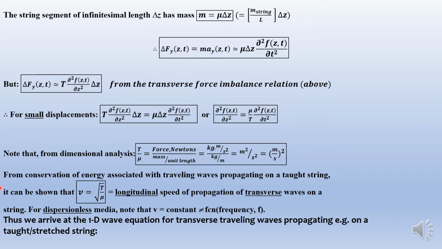So from conservation of energy associated with traveling waves propagating on a taut or tight string, it can be shown that v = √(T/μ), which is the longitudinal speed of propagation of transverse waves on a string. For dispersionless media, note that v is a constant, which does not depend on frequency. Thus we arrive at the one-dimensional wave equation for transverse traveling waves propagating on a taut stretched string.